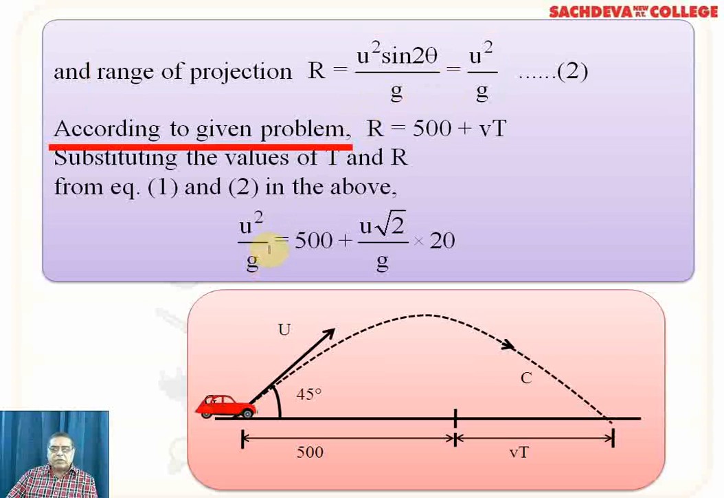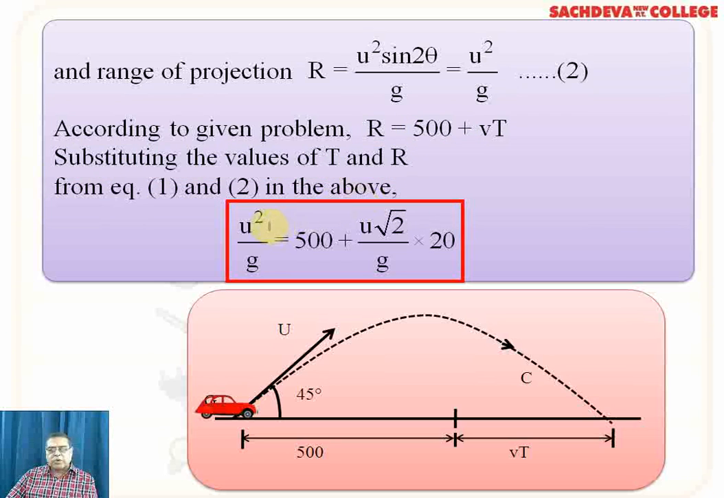Now according to the given problem, range is 500 plus Vt. That is the statement of the question. Substituting the values of t and R from equations 1 and 2 in the above equation, we will get u square over g is equal to 500 plus u root 2 divided by g multiplied by 20.